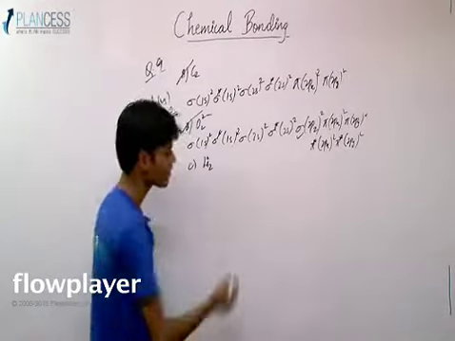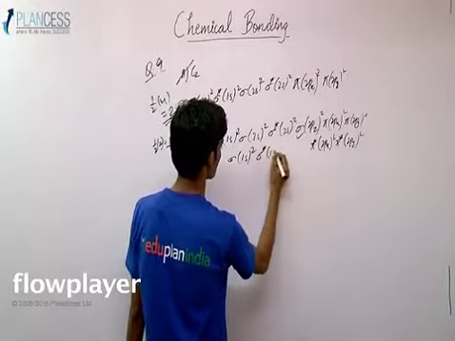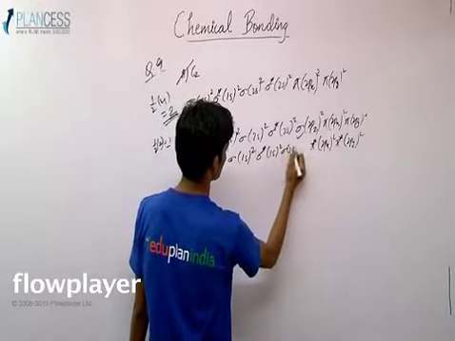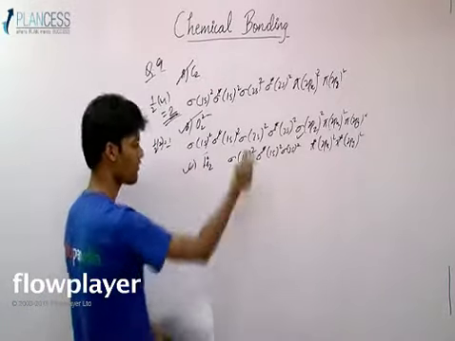So Li2 has 6 electrons. It would be sigma 1s2, sigma star 1s2, and sigma 2s2. So it is also diamagnetic in nature, and it has the bond order of 1.